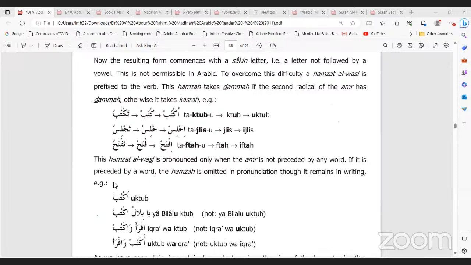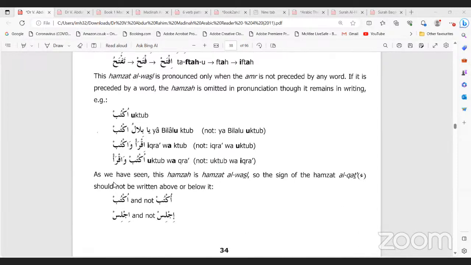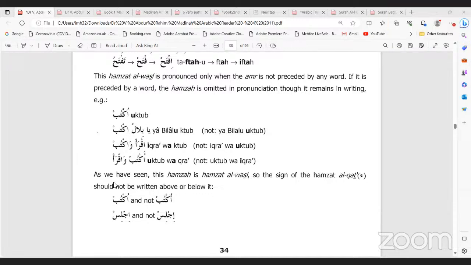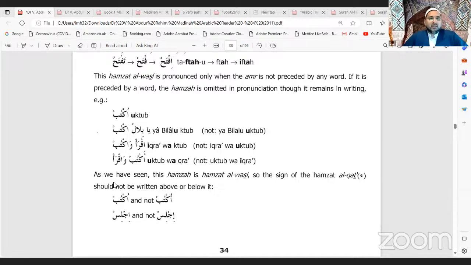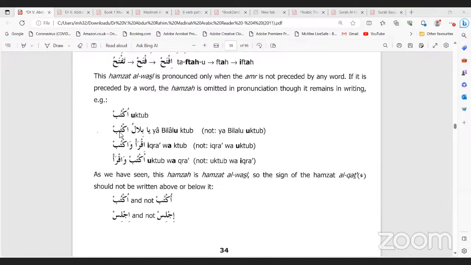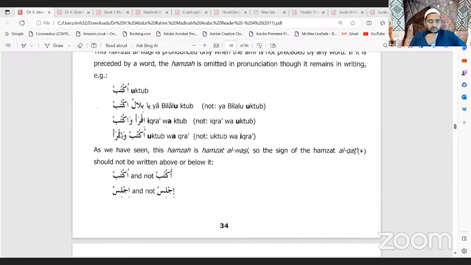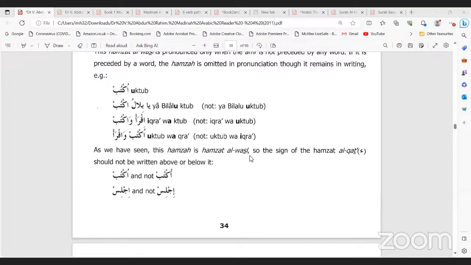If it is preceded by a word, the hamza is omitted in pronunciation, though it remains in writing. Example, uktub. Correct. So if there's a word, you just say waktub. So there's a wa before it. Waktub, the alif becomes silent. So if you see the next one, ya bilal, the bilal is in front of uktub, it'll be ya bilal luktub. Instead of ya bilal uktub, it'll be ya bilal luktub. Okay, understand that. Ikra, waktub. Correct. Uktub, wakra. Correct.